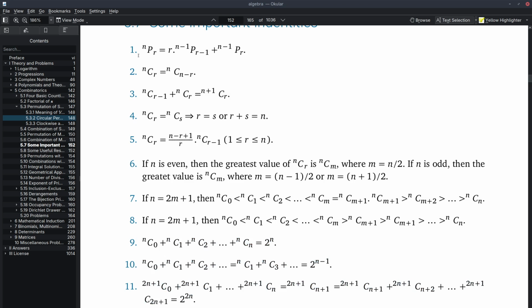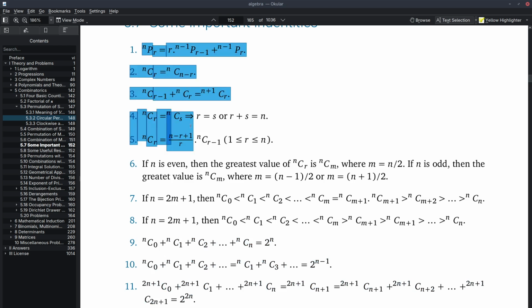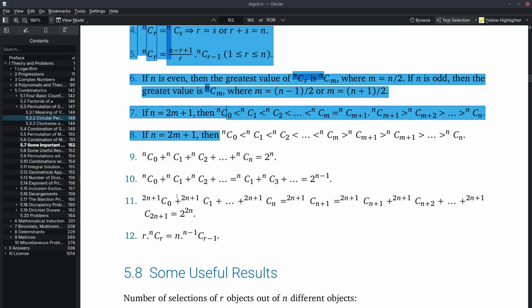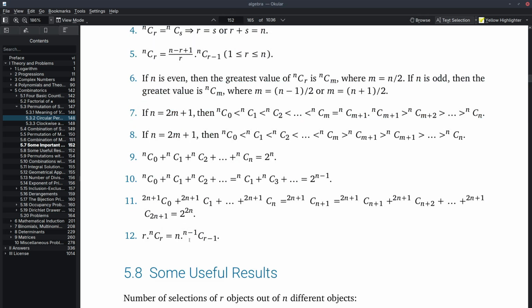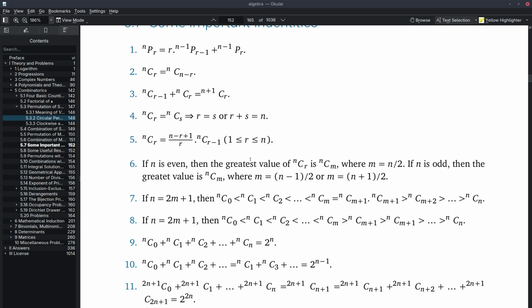What I want you to do is try to prove up to 8 and then prove number 12. So that is something I would like you to do. If you have problems solving any of these, let me know in the comment and I will give you an explanation.